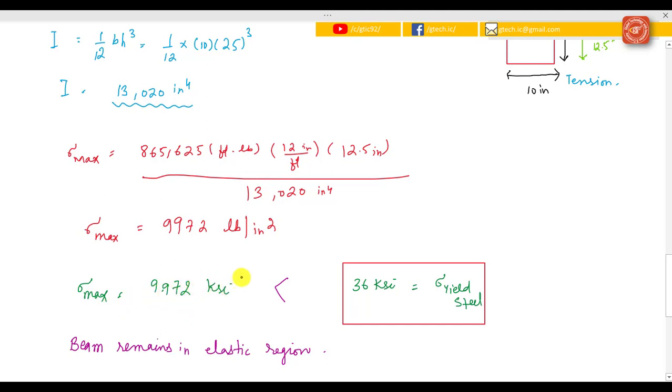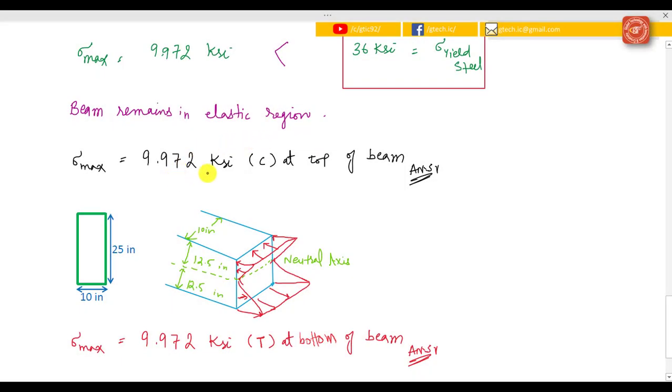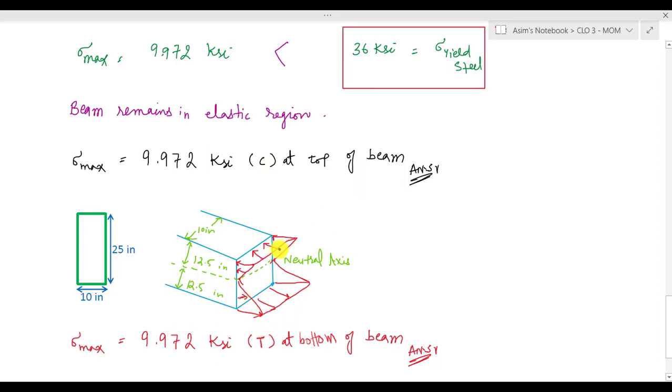And we know that the yield stress of the steel is equal to 36 KSI. As this value is less than this value, our beam will remain in the elastic region. So this would be the answer for our said problem, that is sigma max is equal to 9.972 KSI, and this stress would be in compression at the top of the beam and in tension at the bottom of the beam. This is the three-dimensional graph of our said problem, which shows the maximum compression at the top of the beam and maximum tension at the bottom of the beam.